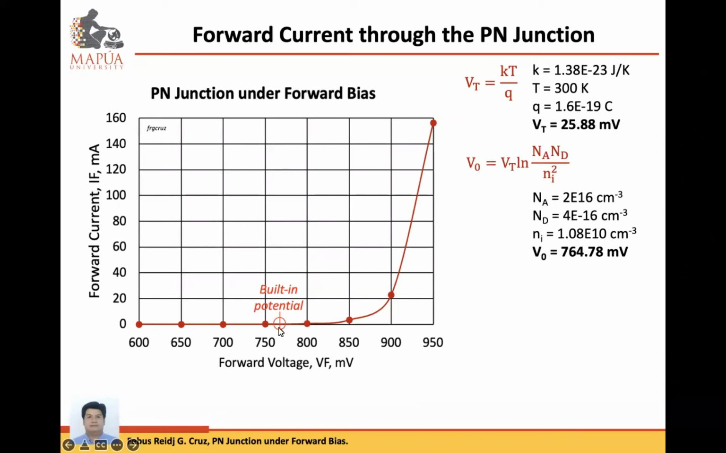That is 764.78 millivolts. That means above the built-in potential, the current will become more than zero. When the bias voltage or the forward voltage is larger than the built-in potential, we can say that the PN junction is already forward biased. So we expect a flow of the forward current. Okay, is that clear? Please confirm.